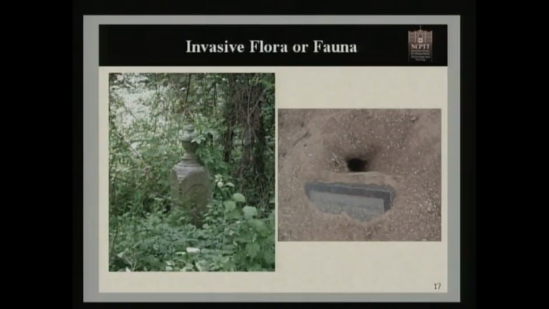So we deal with a lot of different types of issues in cemeteries, and one of them is the invasive flora and fauna. On the left, we see vegetation and higher order plants that can be a real problem in cemeteries. And on the right, we see animal burrows that can be both dangerous to visitors to a cemetery and can undermine the foundations of grave markers themselves.